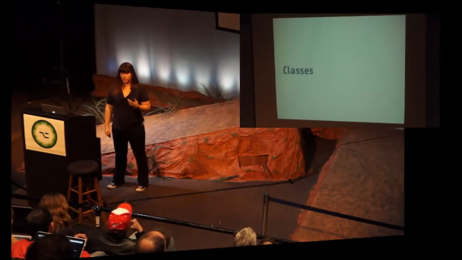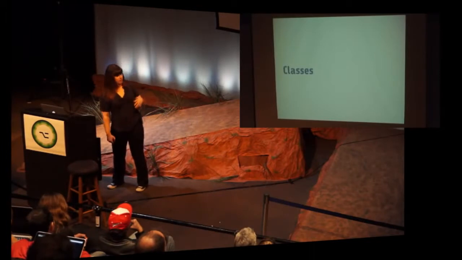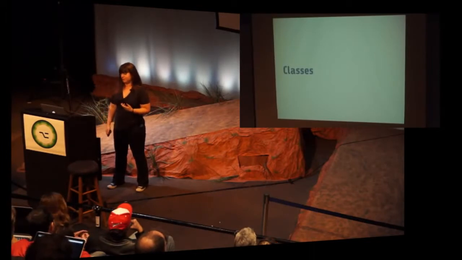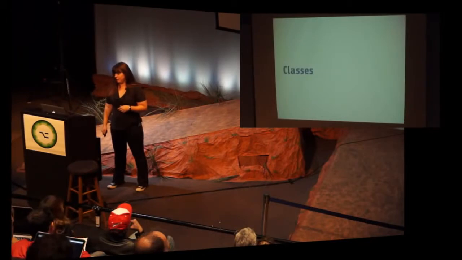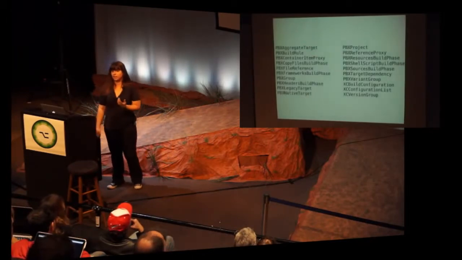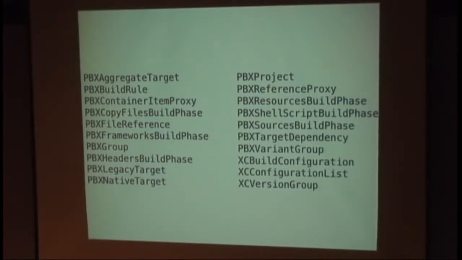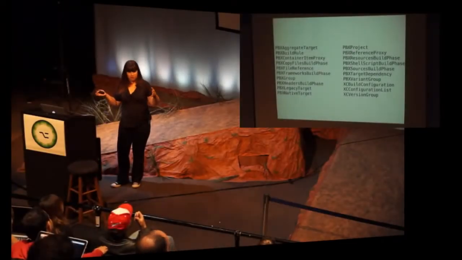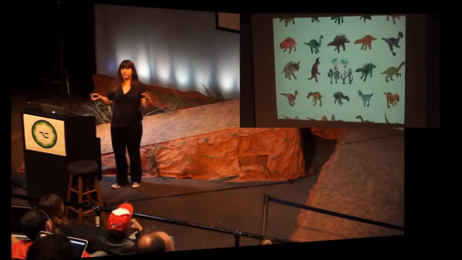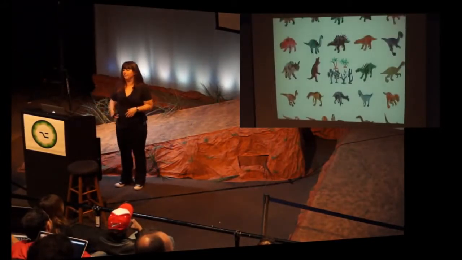So I've spent a lot of time breaking these apart and putting them back together because, well, why not? It's fun. And I actually found these are all of the classes that are inside that project folder. And they all look pretty easy to read. You have sources build phase, version group, configuration list, native target, legacy target. These are all things that we know and use. They might have slightly different names, but there's order and there's method to the madness, I swear.